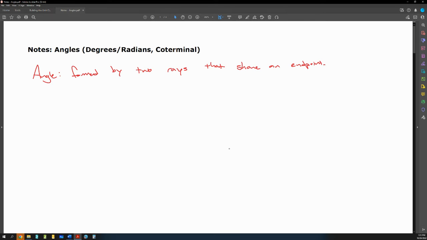So just as a reminder from geometry, a ray is like half of a line. On one end it's got an endpoint. It's finite on one end. And then on the other end, it extends infinitely in that one direction. So an angle is formed with two rays that share an endpoint where both of those rays are going in different directions. A 0-degree angle would be where they go in the same direction. Okay? In this unit, we're going to be defining angles on the coordinate plane.